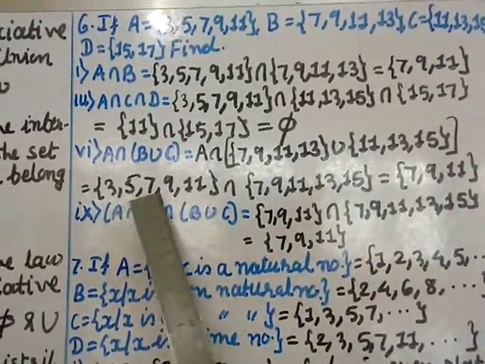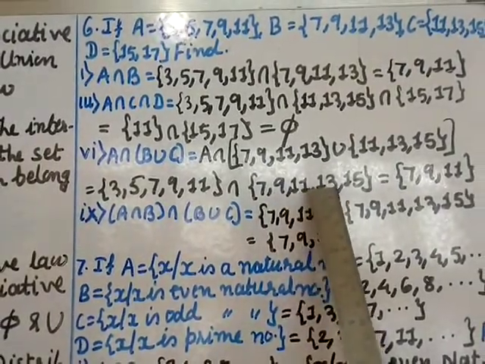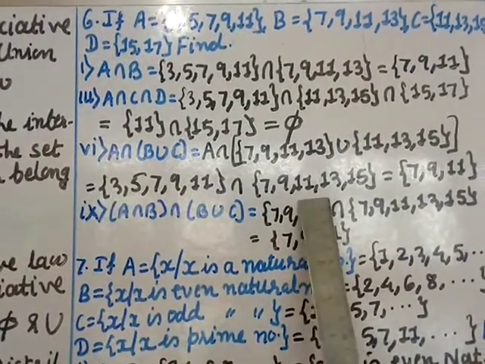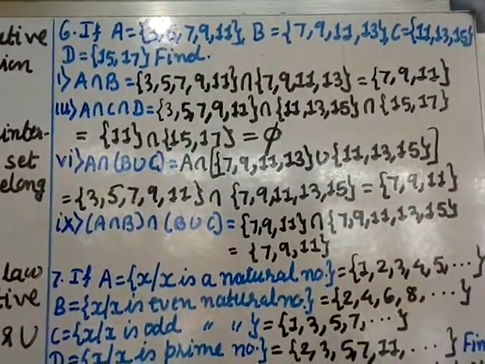Intersection, so common, so 7, 9, 11. 13 is there but not here, 15 is here but not here, 3 and 5 are here but not here. Only the common, so 7, 9, 11.